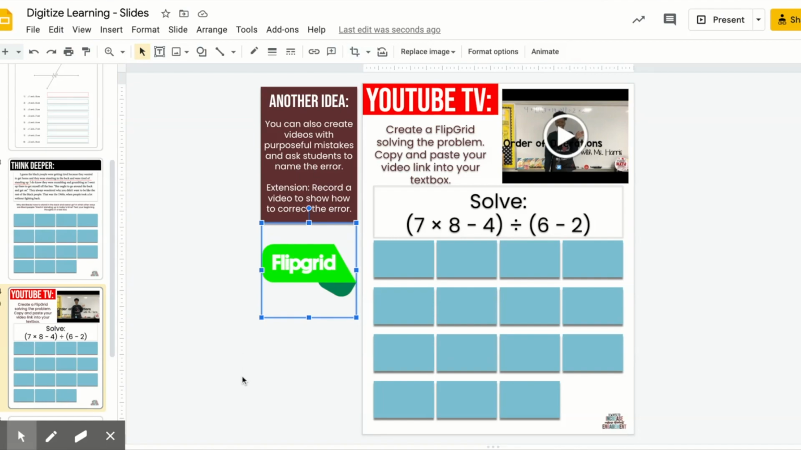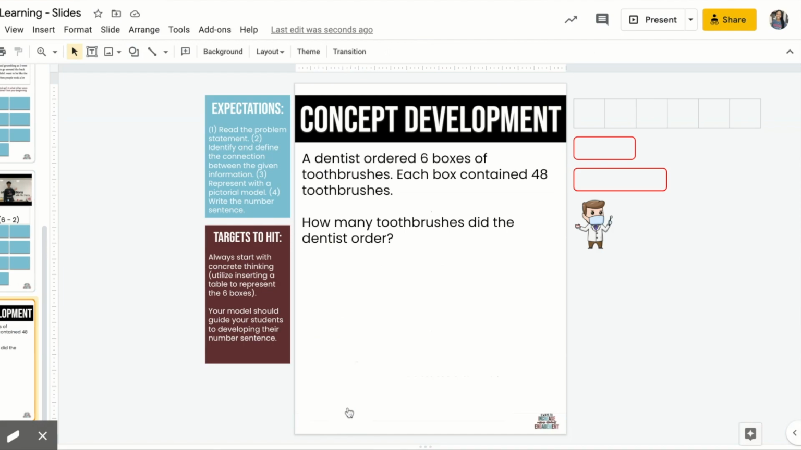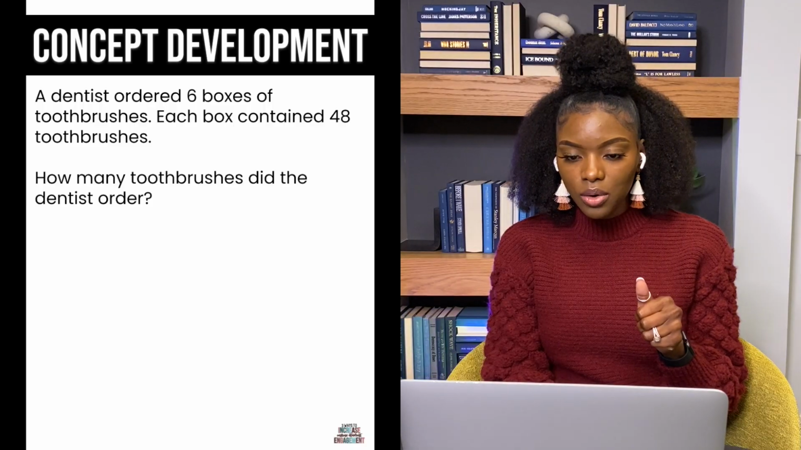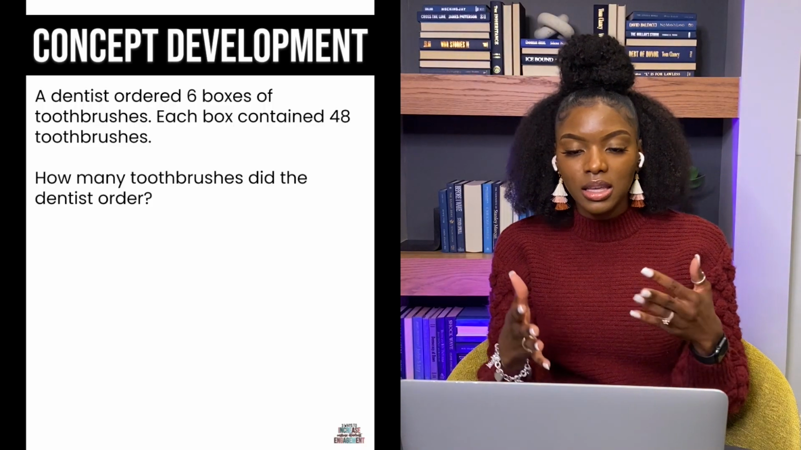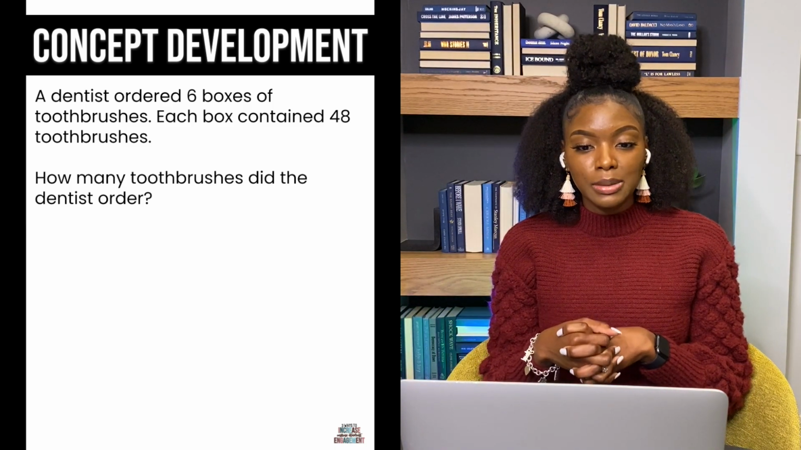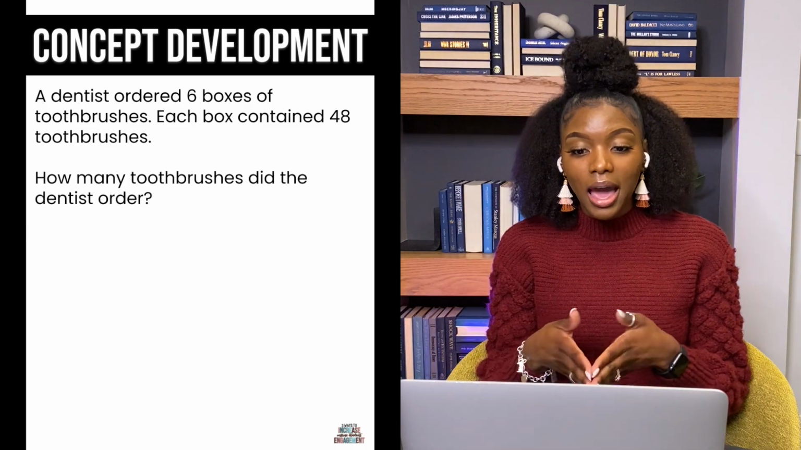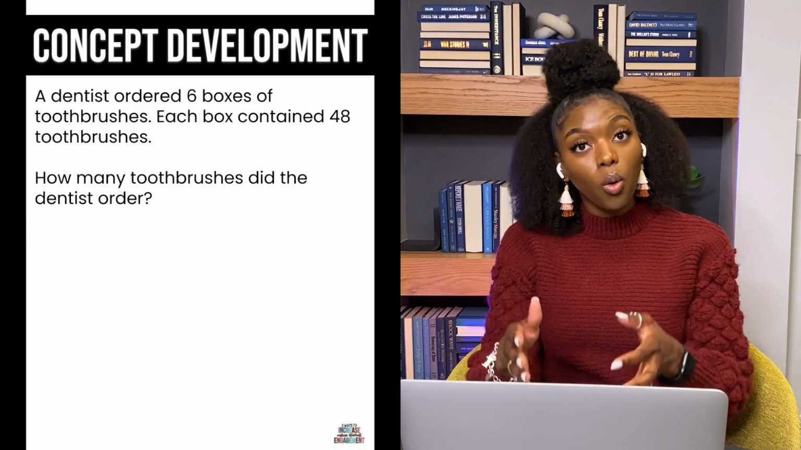Okay, and lastly, we have Think Aloud and Lesson Script. So I know that lesson planning looks very different in today's time. This is just another way that we have introduced that you can do lesson planning, scripting, just everything all together. So if you look at this one here, this is what the students will see for concept development. A dentist ordered 6 boxes of toothbrushes. Each box contained 48 toothbrushes. How many toothbrushes did the dentist order?